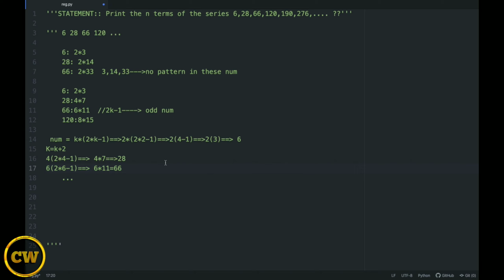So here the nth term or the kth term would be equal to k into 2k minus 1, right? So this is how we will try to solve this problem.